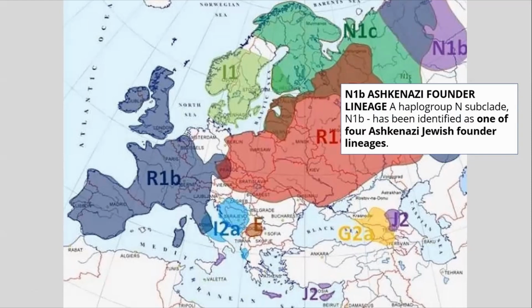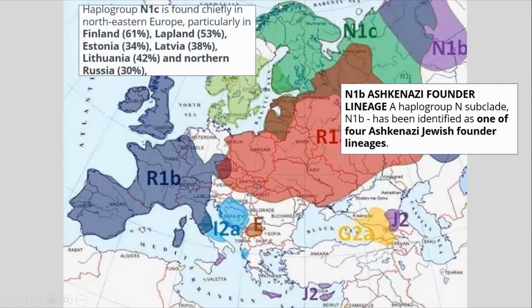Now, there's another whole group of people. Let's bring that one up. The N1 are the people that were in Finland. They make up 61% of Finland. You had the Lapps, which we already talked about, Estonia, Lithuanians, and Northern Russia. All of these areas. Remember, I've told you that these tribes, Estonia and Lithuania and all of these, are going to be in that same region, and they're different from the other tribes. They have a different bloodline.